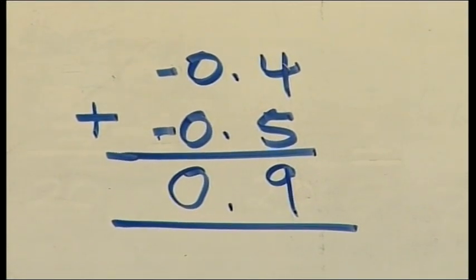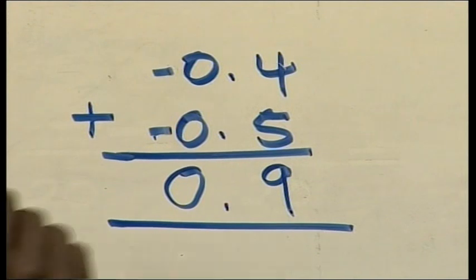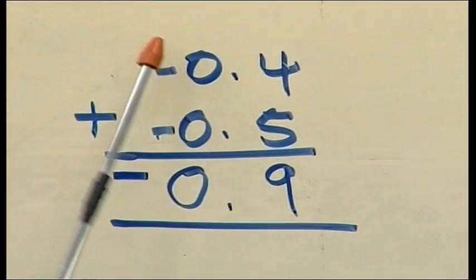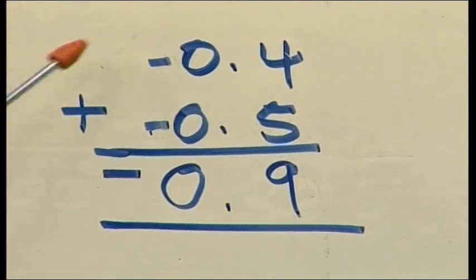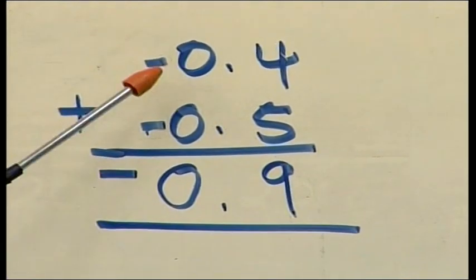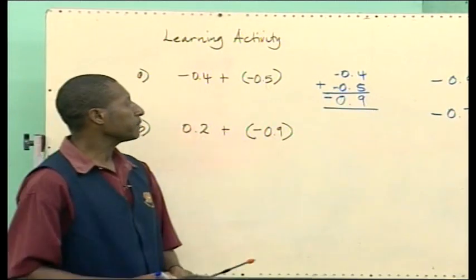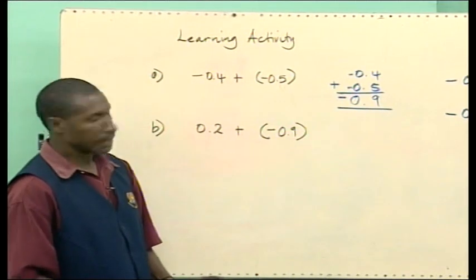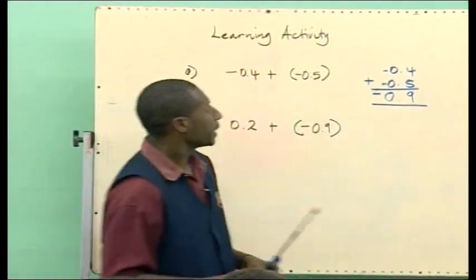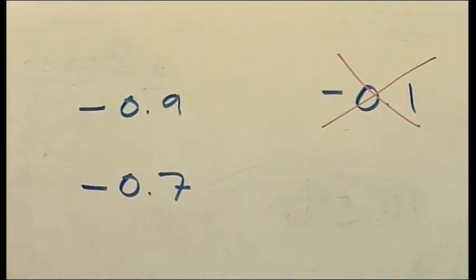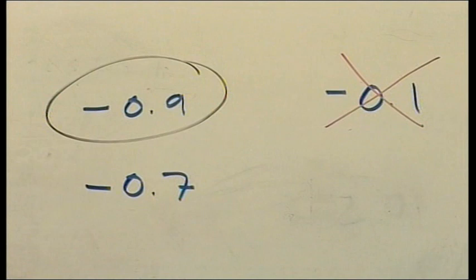So Michael, our answer is negative. We give our answer the negative sign because we are adding two same signs, which is negative and negative. And the answer is negative 0.9 and not negative 0.1. So receiving students and 7s, this is our correct answer.